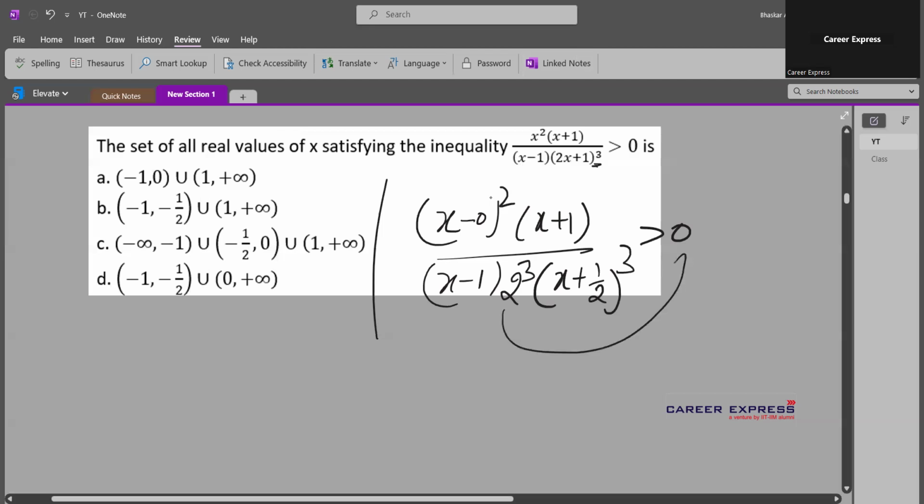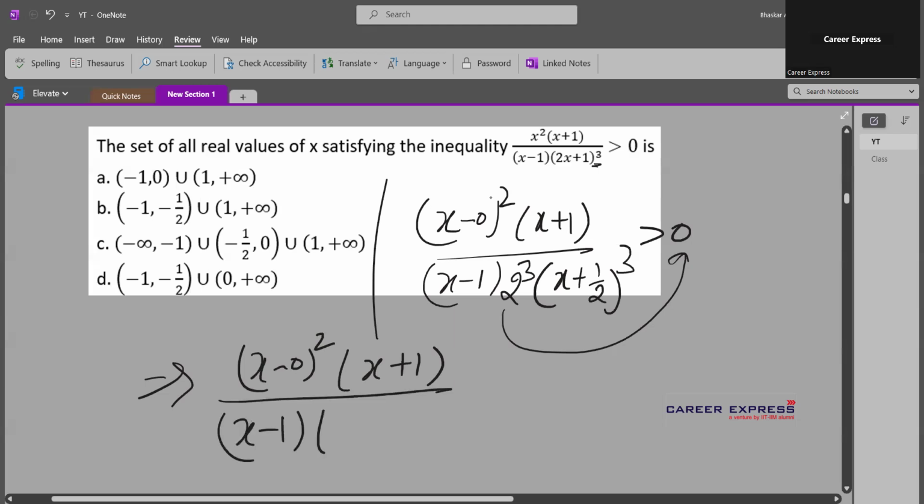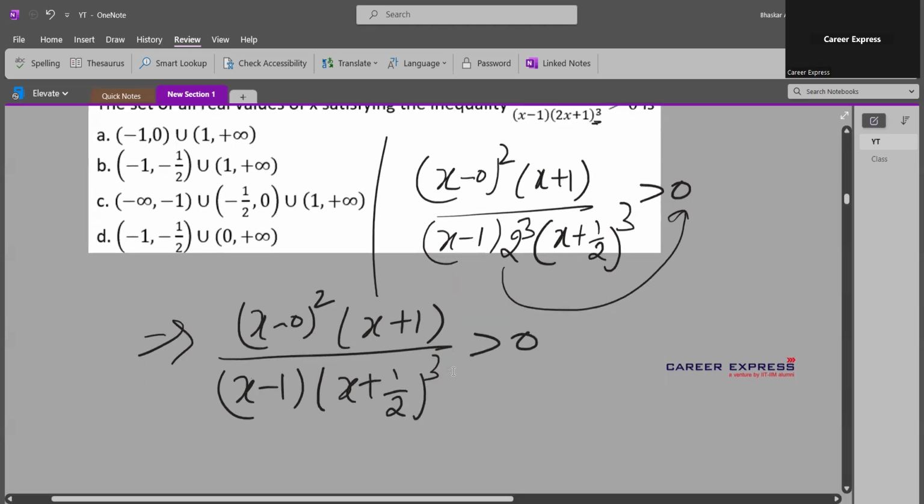This 8, when multiplied on this side of the inequality, will multiply into 0, and the sign of inequality will not change because we multiply a positive number. So it becomes x minus 0 whole square, x plus 1, x minus 1, and x plus 1 by 2 whole cube. Now that should be more than 0. 8 goes into the 0.